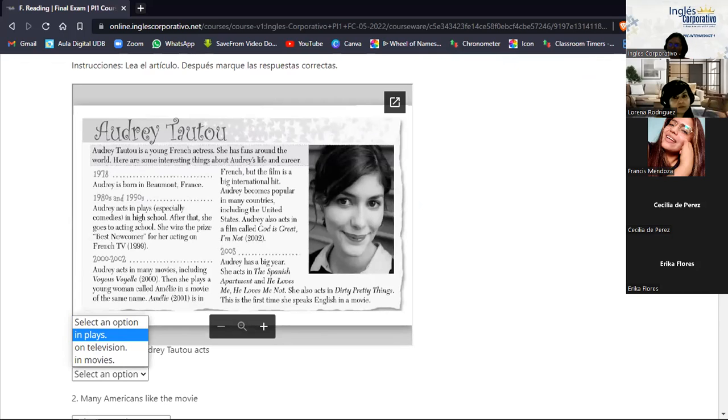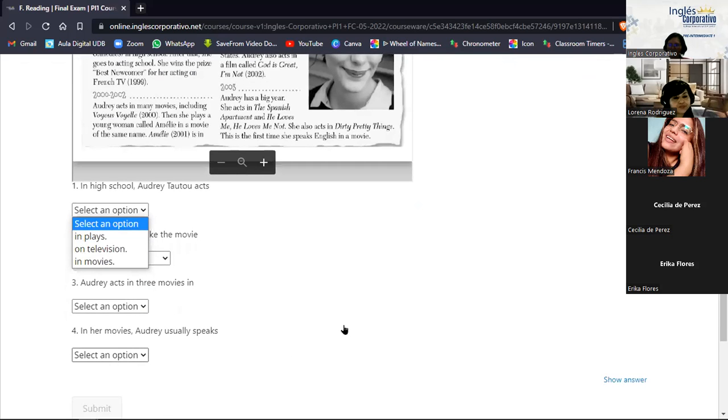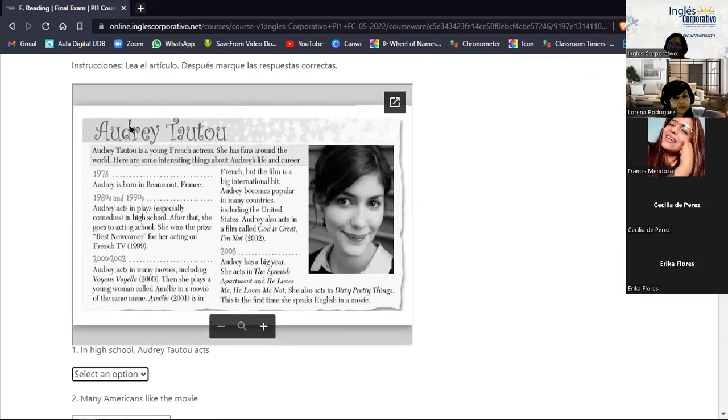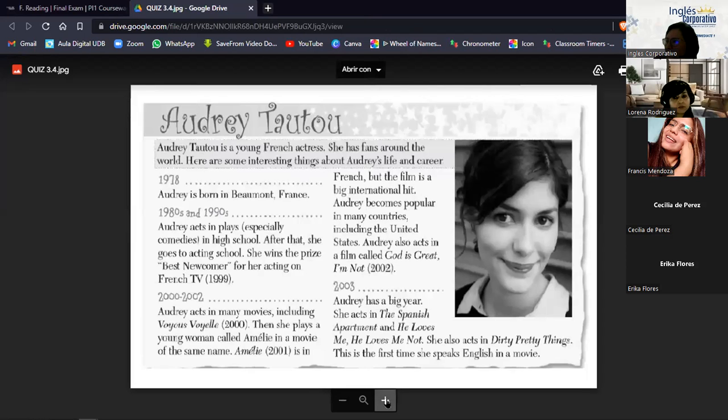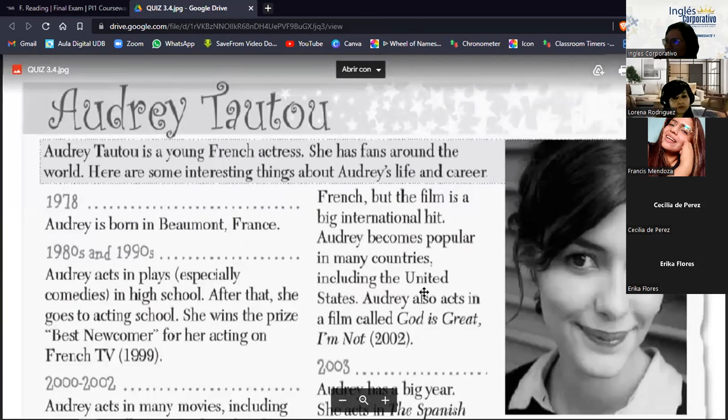Bye-bye. Okay, so we have three options: in place, on television, and in movies. So what we have to do is to read and we can complete the information about her. So it says Audrey Tautou, and vamos a ver, es más, vamos a hacerlo así, porque casi no se ve. Let's begin, right? Audrey Tautou is a young French actress. She has fans around the world. Here are some interesting things about Audrey's life and career.